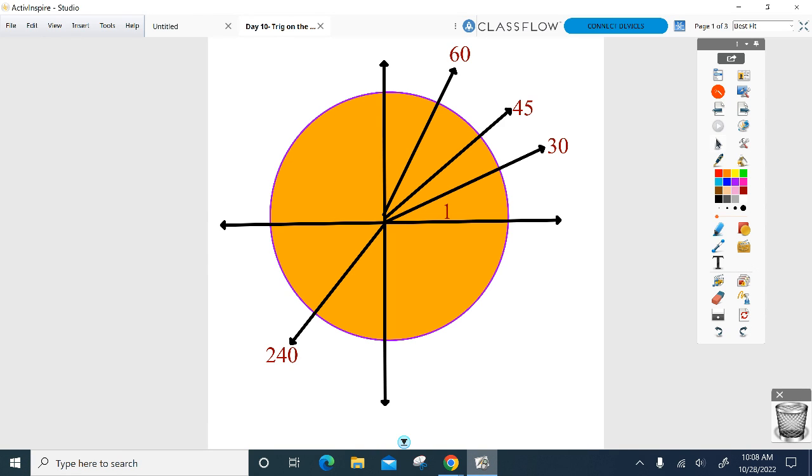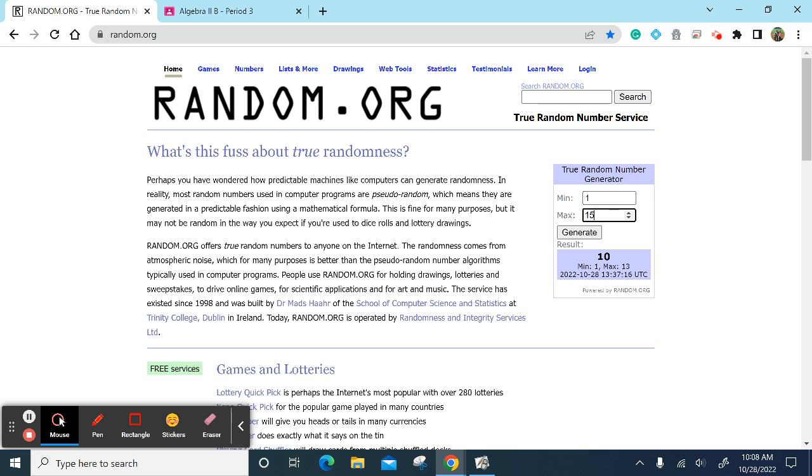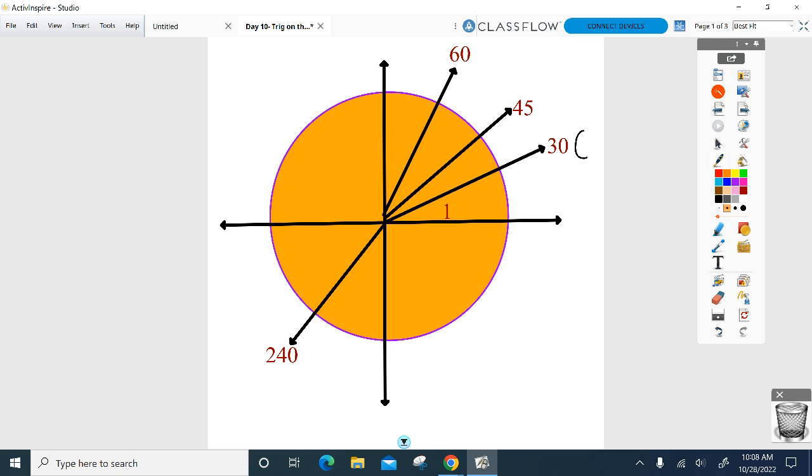All right, so let's start with 30 degrees, and you know my philosophy. If you know 30, you know them all. So what's the coordinate at 30 if I'm on the unit circle? Radical 3/2 and 1/2. Radical 3/2, 1/2.